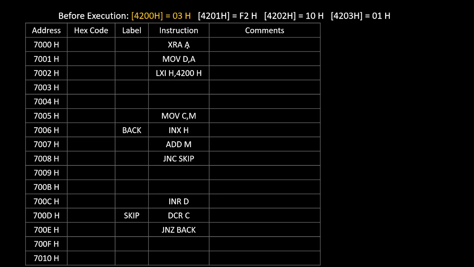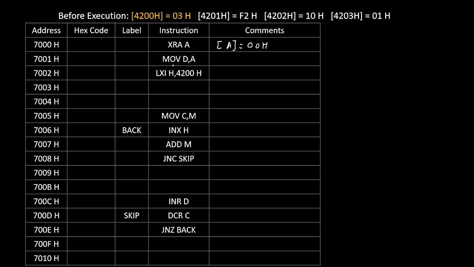And we know that when we XOR the same binary inputs, the output becomes 0. So when we take the XOR of the content of the accumulator with the content of the accumulator, it means we are taking the XOR of the same numbers. Therefore, our accumulator is going to be 0. So because of this instruction, our accumulator will become 00H. Why are we making the accumulator 0? Because we want our sum inside the accumulator.